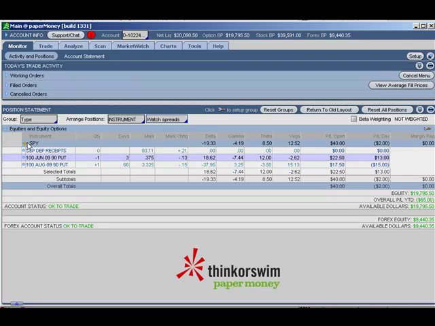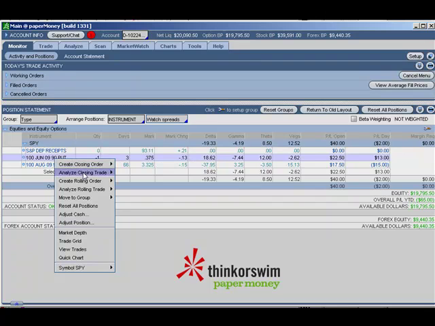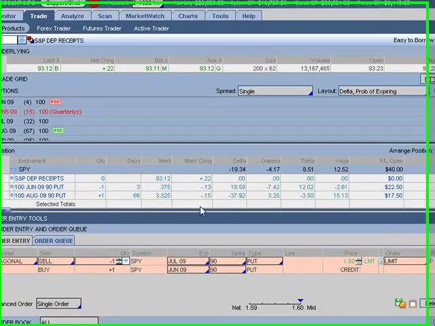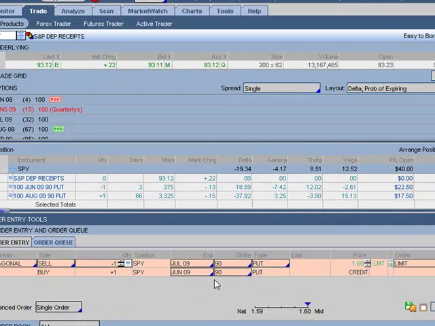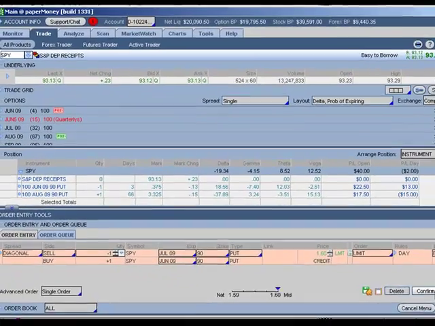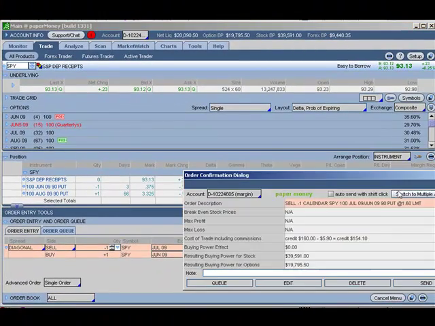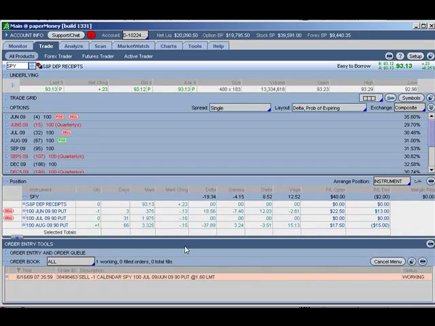So I'm going to open up the position, right mouse click over the June position and select create rolling order, and we see that it sets up the order right here. What it's going to do is close out our short June and create a new short July in its place, effectively creating a roll. So I'm going to go ahead and commit that order, and while that's happening, I want to review the criteria that we had.